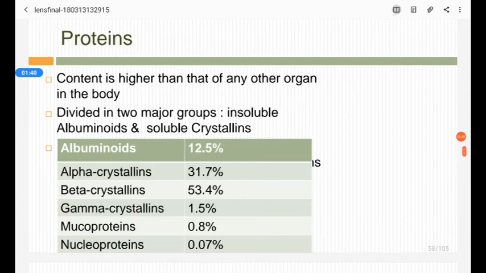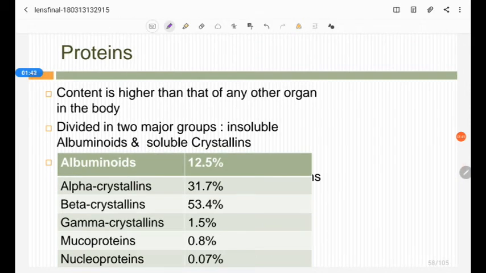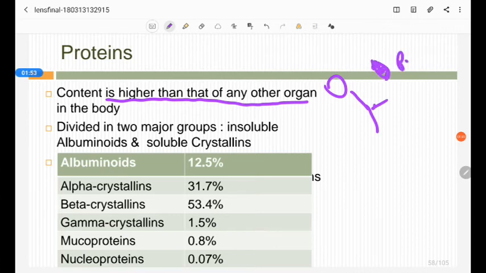The different types of proteins that you see in the lens, the concentration is higher than that of any other organ in the body. The lens has the highest concentration of protein in the body. It is divided into two major groups: one is insoluble and the other soluble.